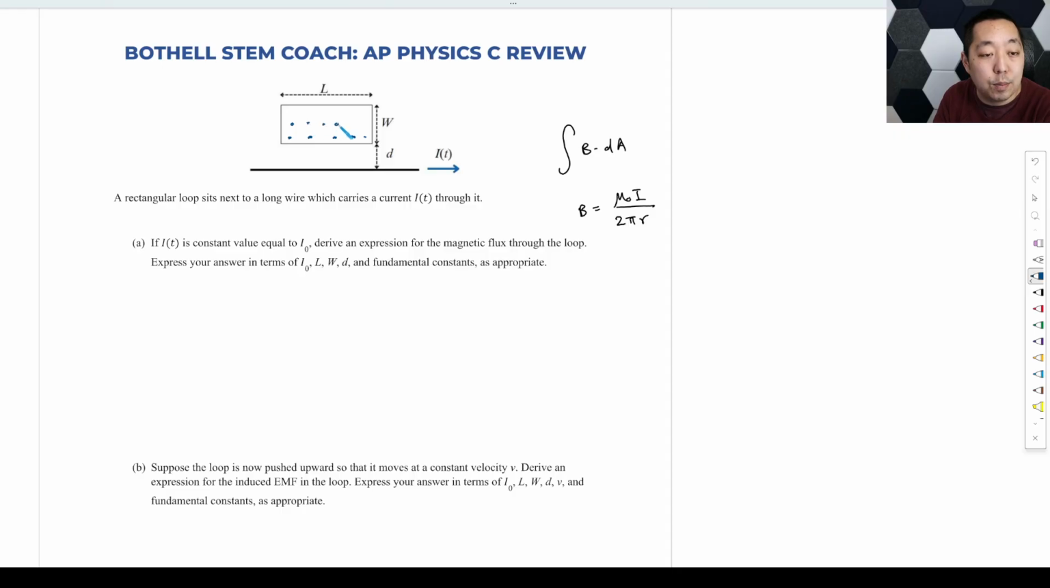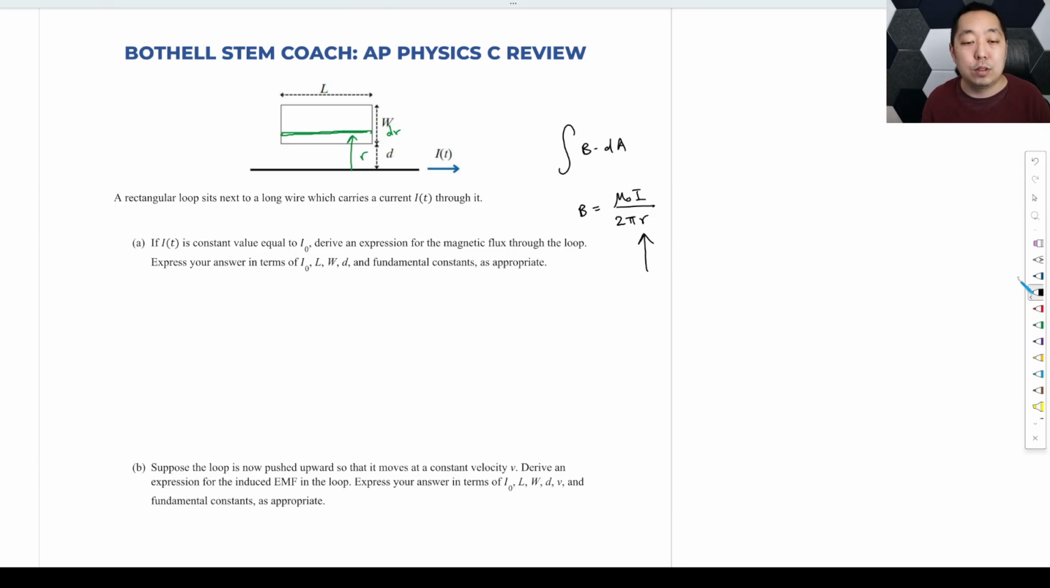Now, the thing is, the magnetic field is not constant. You can't just do B times the area because it depends on the radius. It depends on how far away we are from the wire. So to do this integral, we actually have to slice things up. How are we going to slice things up? Well, because the magnetic field depends on the radius, I want to make very thin horizontal rectangles here with a thickness of dr, right? That's located a distance r away. Now, why don't I do vertical rectangles?